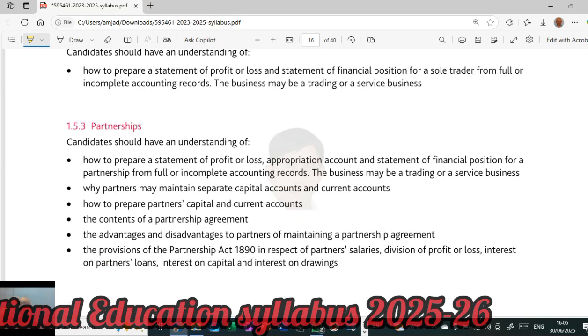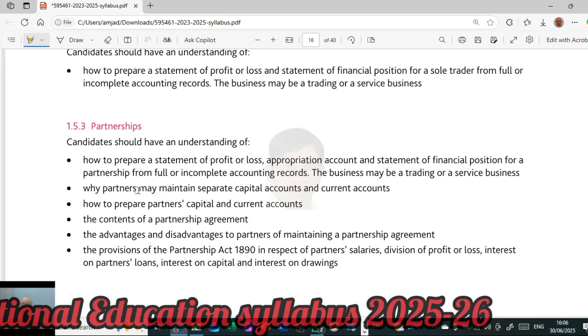Another important topic, 1.5.3: candidates' understanding of how to prepare a statement of profit or loss appropriation account. Here there is an additional thing called the appropriation account. This appropriation account is not there in the case of sole traders, but it will be there in a partnership, along with the statement of financial position for a partnership from full or incomplete accounting records. Same thing: incomplete records, complete records, maybe a trading or service business.